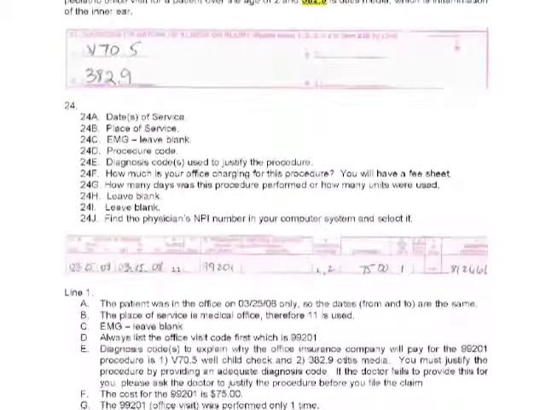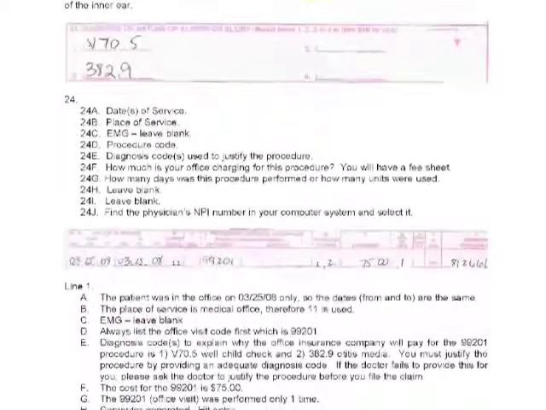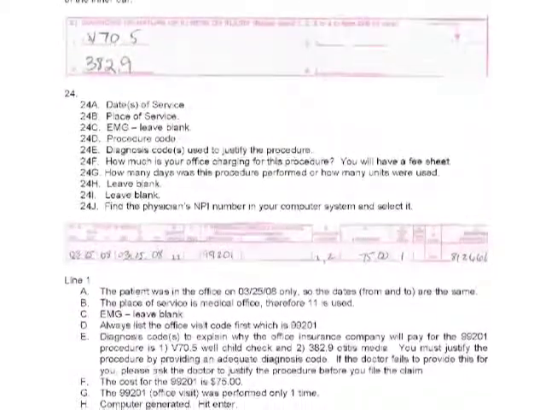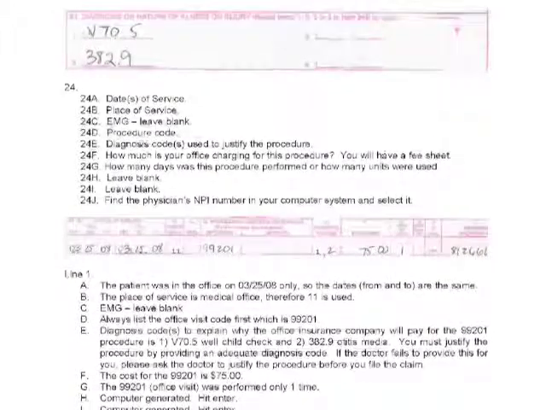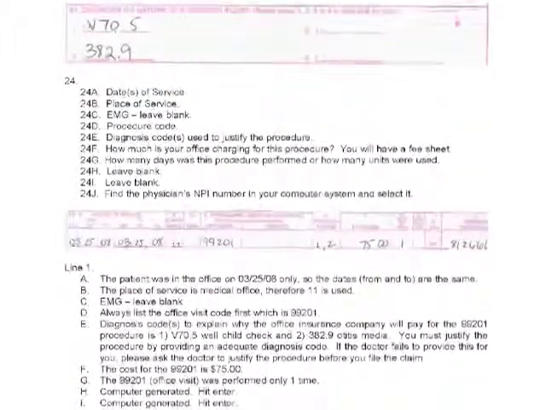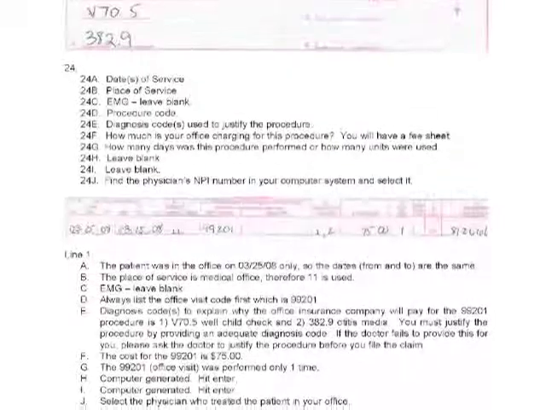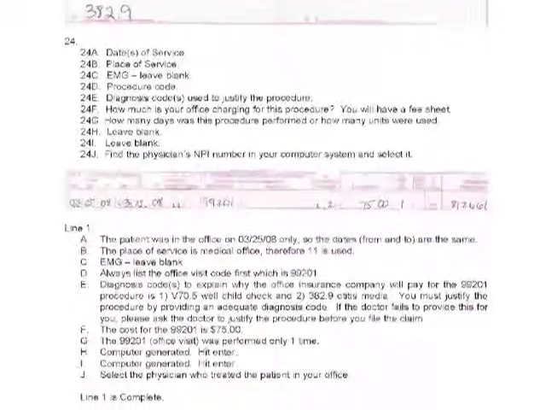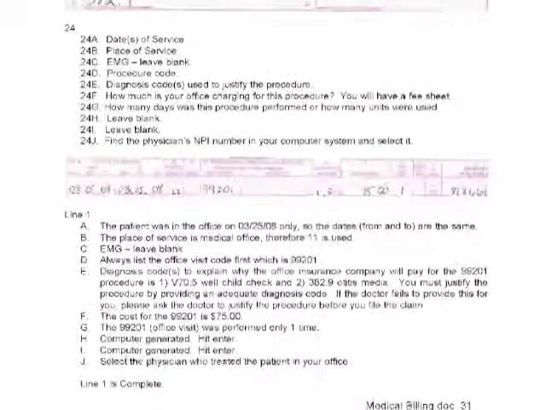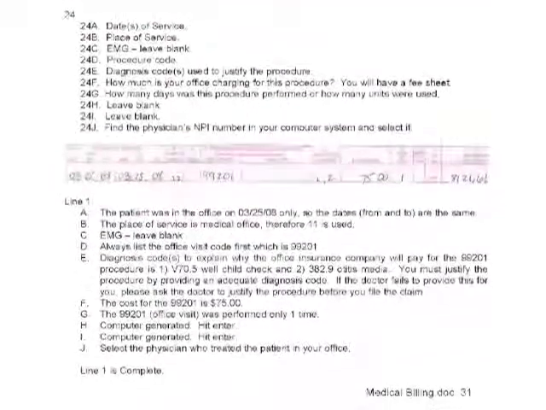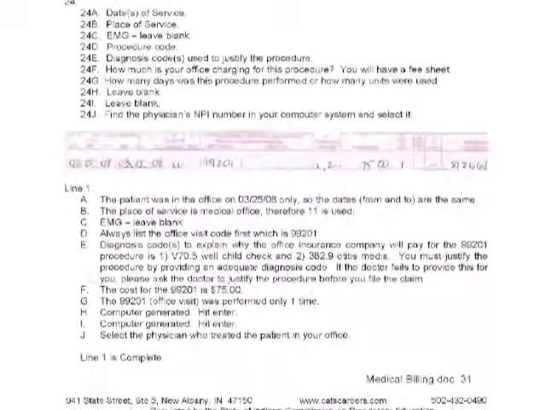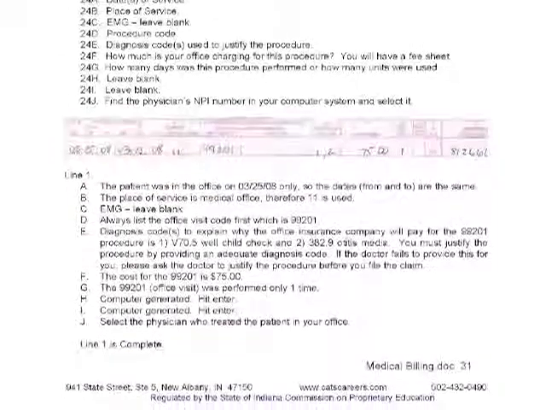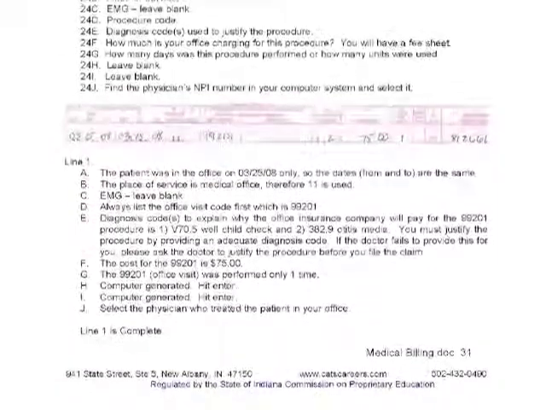Diagnosis code, explain why the insurance company will pay for that 99201. And we know for that office visit, the patient was seen for a well child check and otitis media. So that's both 1 and 2. So we write 1, 2. Charge that your office provides for that 99201 is $75. How many times was that office visit charged? Once, okay? And you hit enter and enter until you go to line 2.